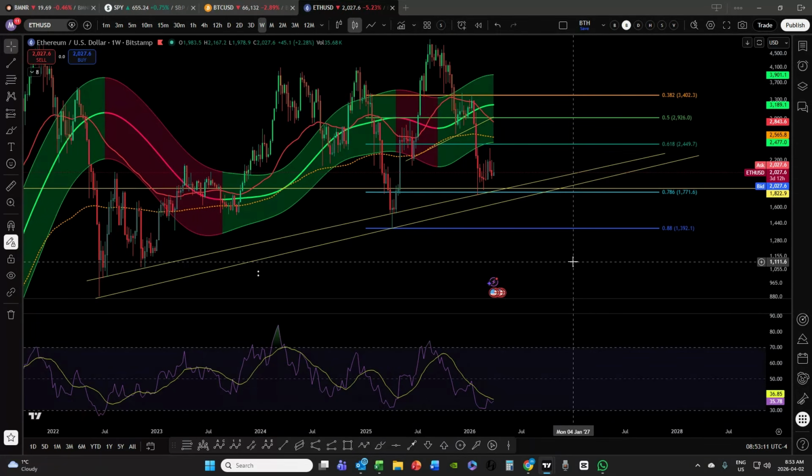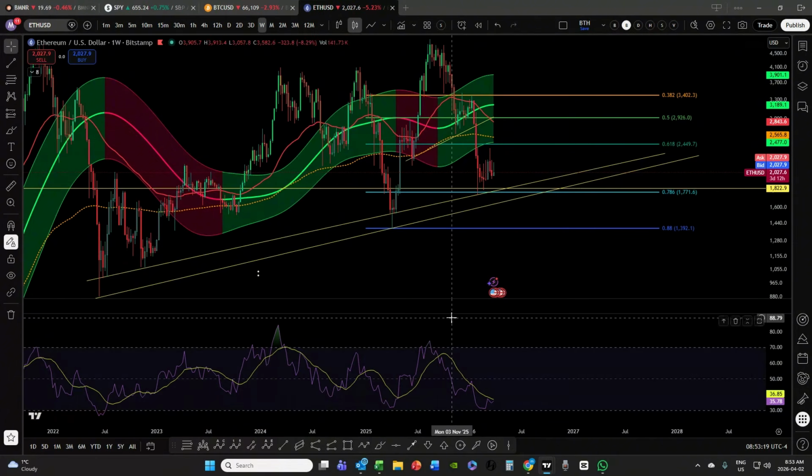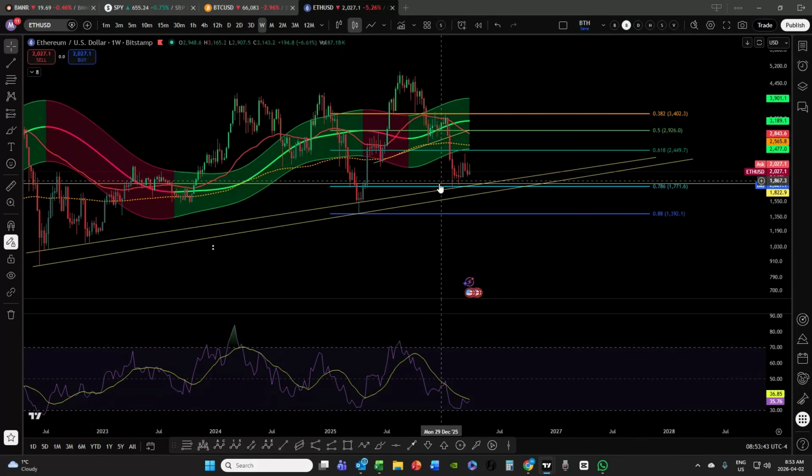But that's not my main way of trading. I use the moving averages. I use levels of support and resistance. That's pretty much it. My main thing that I'm watching is the formation and the moving averages.